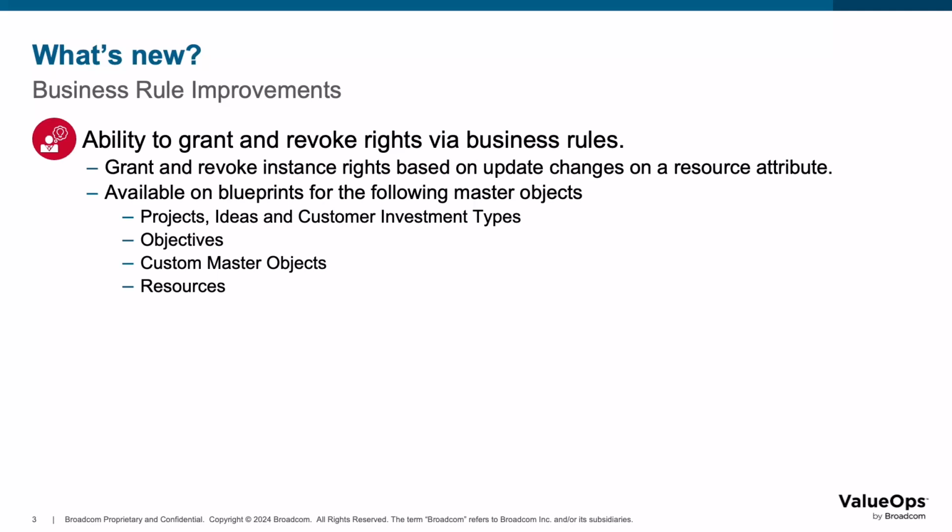These could be project instance rights or sub-object instance rights that you can see on the master object, like task management, or idea, risk, issue, and change create. Those types of sub-object rights are available via the master object. The blueprints and master objects supported are projects, ideas, and custom investments, so all the investments we support in the modern UX, objectives, custom master objects, and resources.